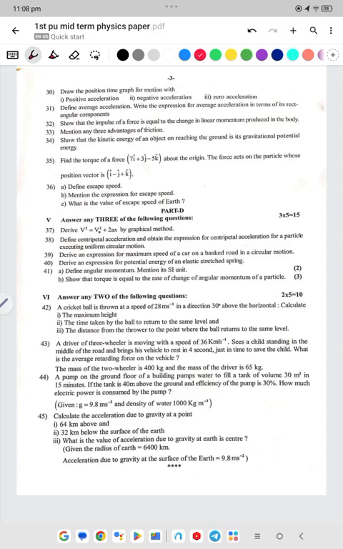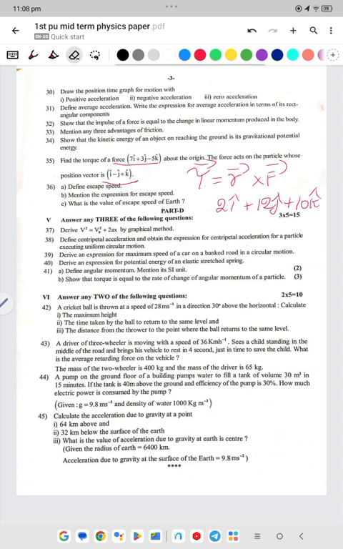I think 35th question. A torque is given. We know that torque tau is nothing but r vector cross f vector. So here f is given and r is given position. You have to do the determinant form. You will get the final expression, that is 2i cap plus 12j cap plus 10k cap.